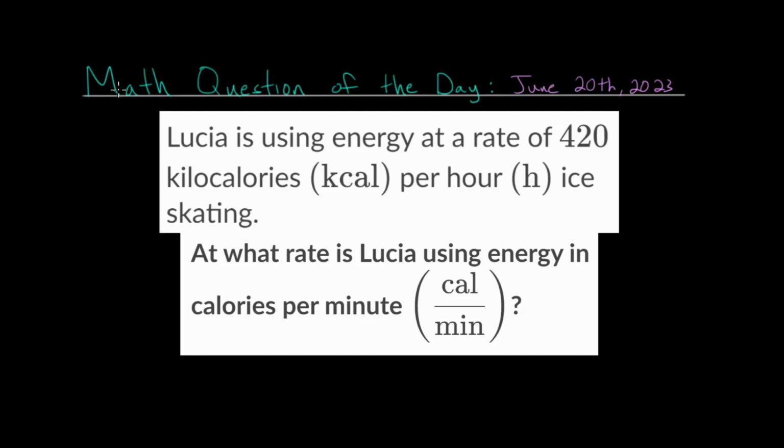In this video, I'd like to talk about the math question of the day for Tuesday, June 20th, 2023. And with this example problem, we have that Lucia is using energy at a rate of 420 kilocalories per hour ice skating. At what rate is Lucia using energy in calories per minute? So we have this rate conversion type of problem here.